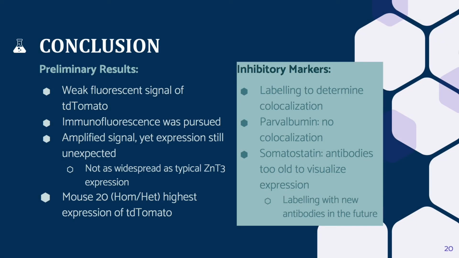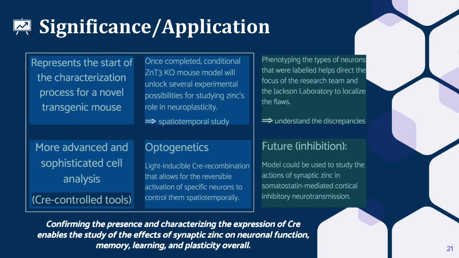In conclusion, the preliminary results showed weak fluorescent signal, so immunofluorescence was used. This amplified the signal, but the expression was still unexpected as it was not as widespread as normal ZNT3 expression. The morphology of the labeled neurons resembled inhibitory neurons, so labeling of inhibitory markers was used to determine co-localization. There was no co-localization with parvalbumin. However, somatostatin labeling will be done in the near future. This study represents the start of the characterization process for a novel transgenic mouse.